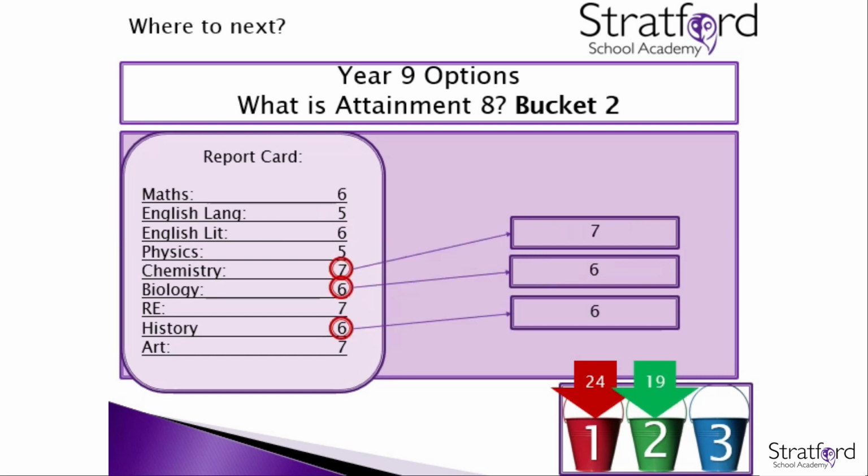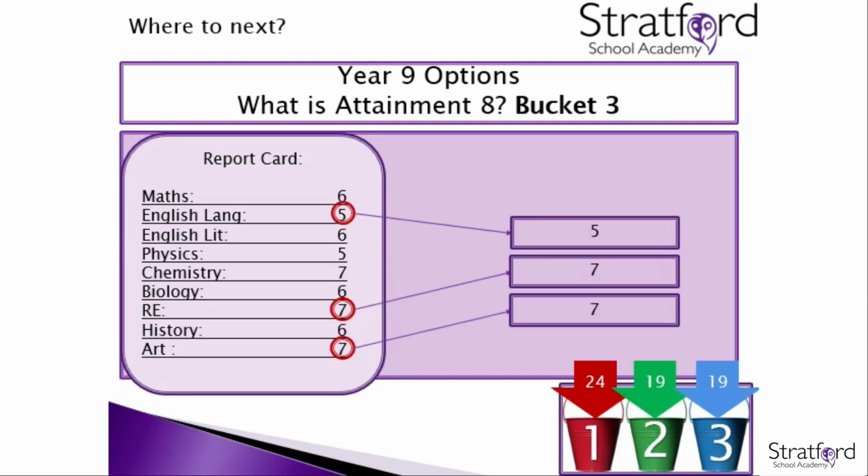We move to bucket 2, the EBAC bucket. Now, this person took separate science, so we can see that by them getting a result in physics, chemistry, and biology. And they have also taken history as well, which can also go into that EBAC bucket. So we look for the 3 highest grades from the EBAC subjects, which would be a grade 7 in chemistry, a grade 6 in biology, and then a grade 6 in history. We add those together, which makes 19, and we put that into bucket 2.